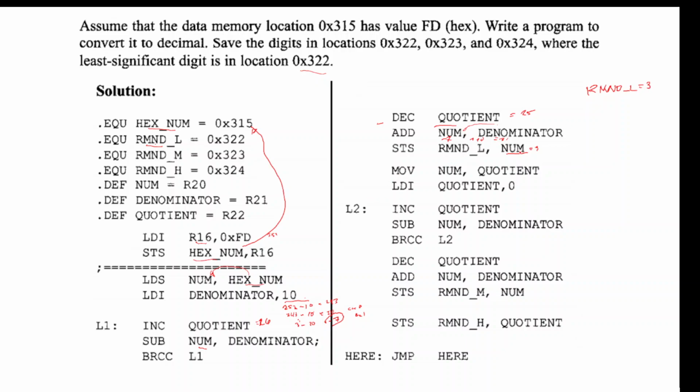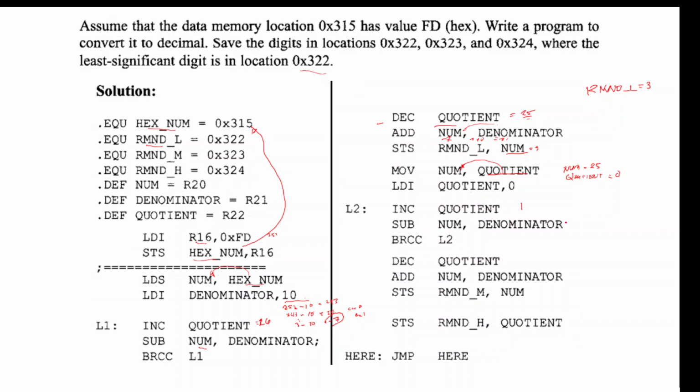Now, our num is equal to 3, right? Here, it says we move the value of our quotient to num. Our quotient is equal to 25. So our new num in this line is equal to 25. And then, load the 0 value into the quotient. In this case, our new quotient value is equal to 0. And here, in loop 2, we increment the quotient. Quotient is equal to 0 here. Increment it by 1, so we have 1.